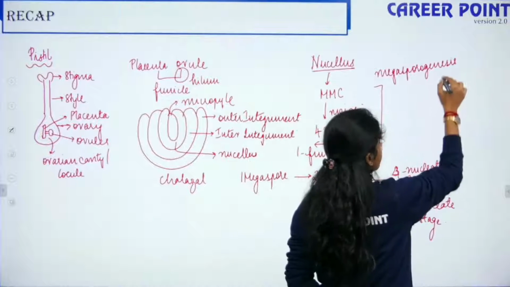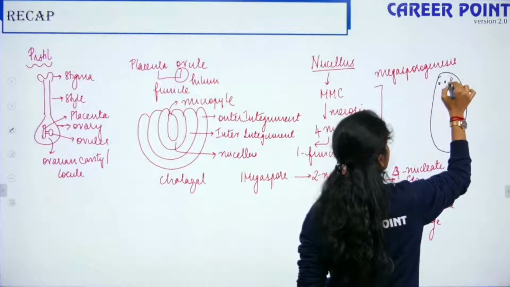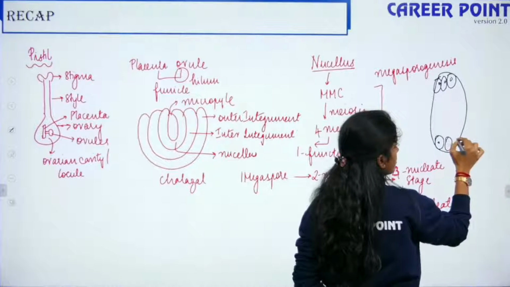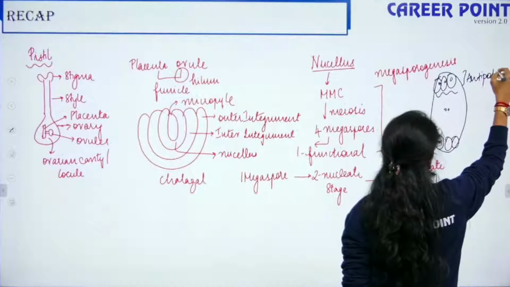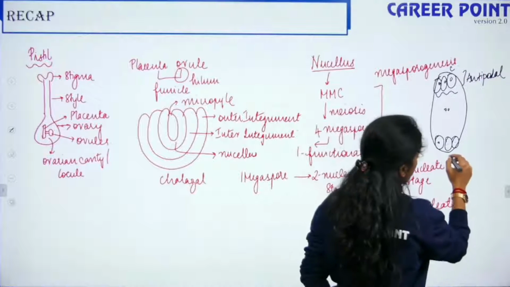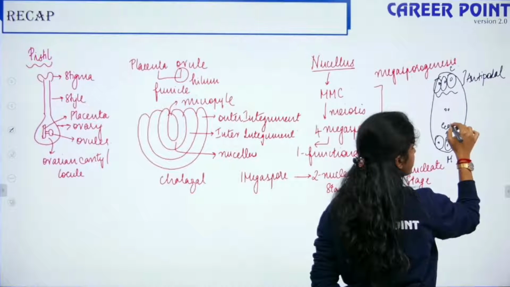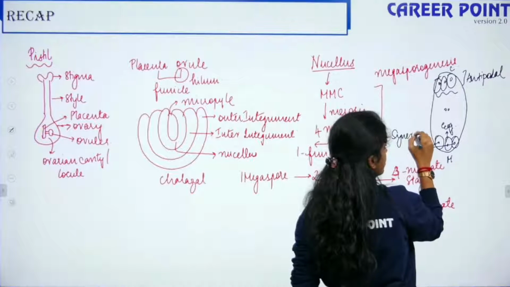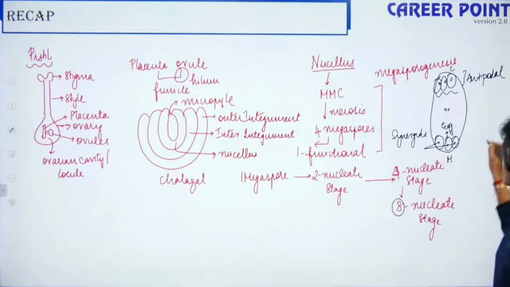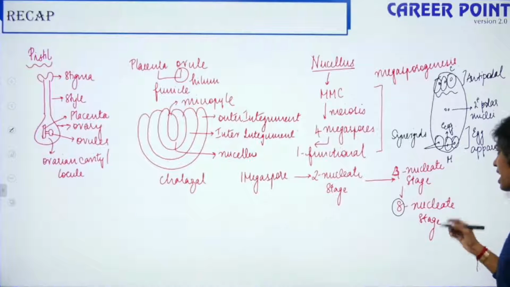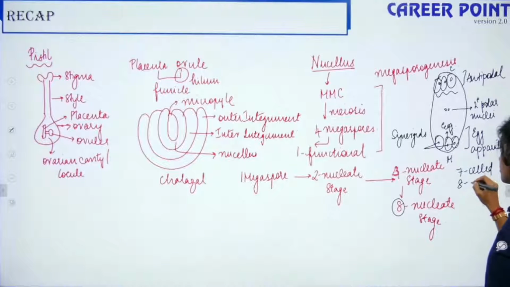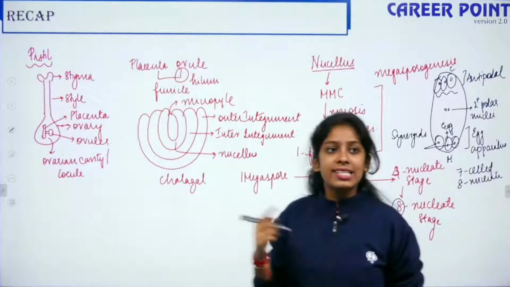Out of these 8 cells, 6 of them form a cell wall around themselves. These 3 cells are called antipodal cells, and this end is known as your chalazal end. This end is your micropyle end, and here one of them is your egg, that is the female gamete. The other 2 cells are known as synergids. Egg plus the synergids is known as the egg apparatus. This is known as the secondary polar nuclei. So this is the functional embryo sac. Thus your embryo sac is 7-celled and 8 nucleate. Your embryo sac is the female gametophyte.